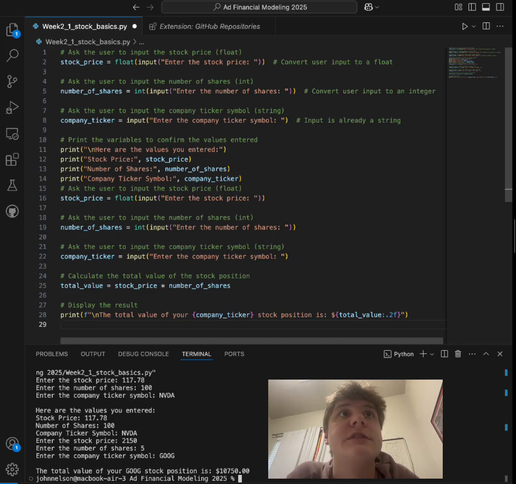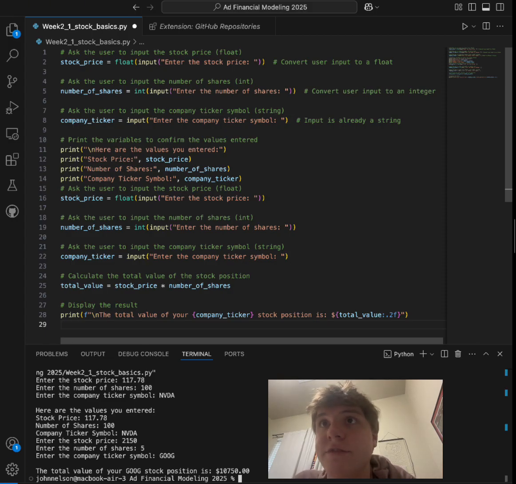Then line 4, number sign, ask the user to input the number of shares, int. Number of shares equals int, input, enter the number of shares, and then number sign, convert user input to an integer. And then number sign, ask the user to input the company ticker symbol, string. Company ticker equals input, parentheses, quotation mark, enter the company ticker symbol, quotation mark, parentheses, number sign, input is already a string.